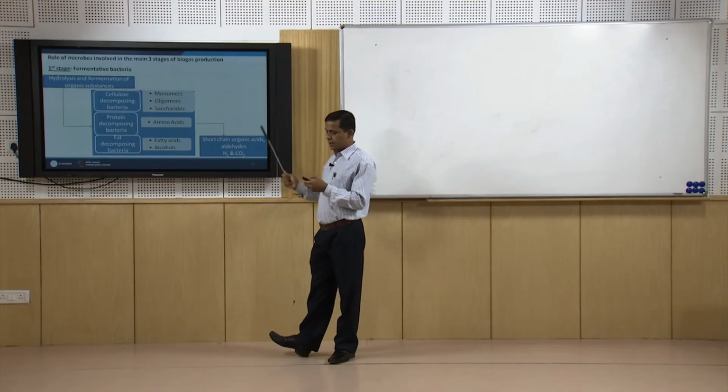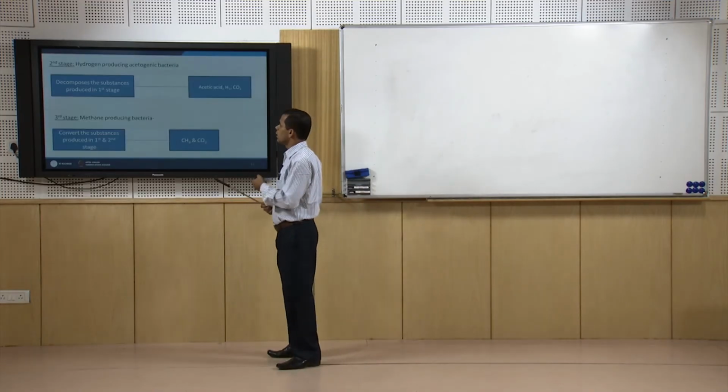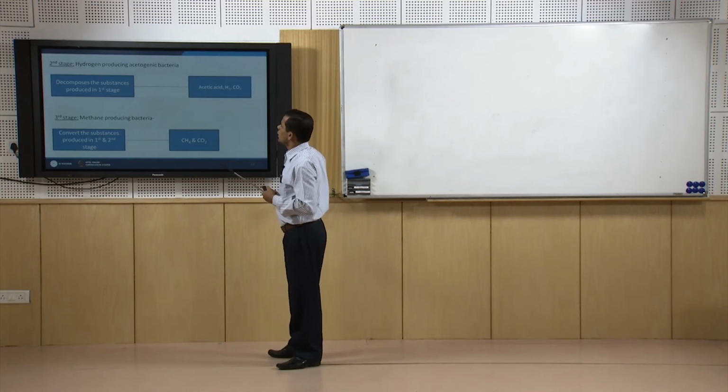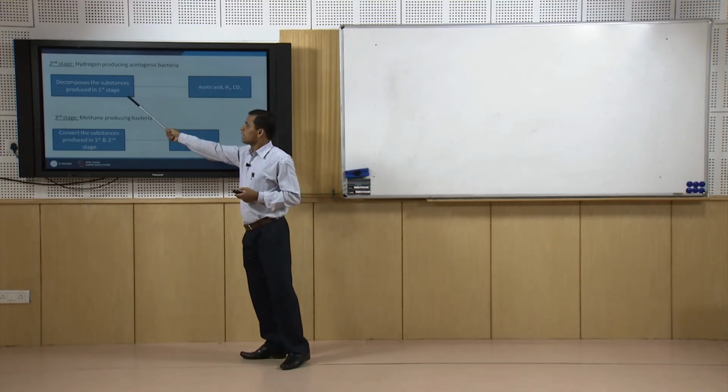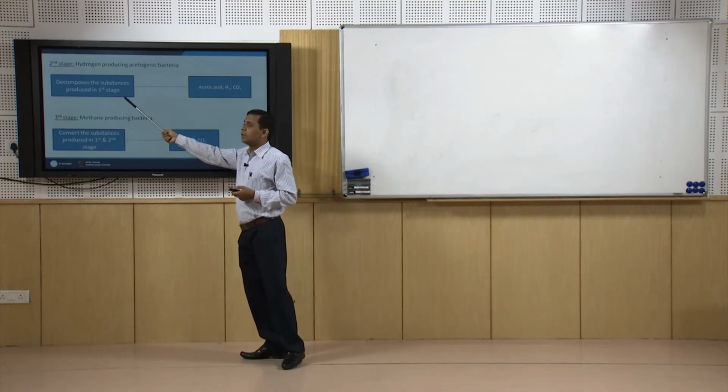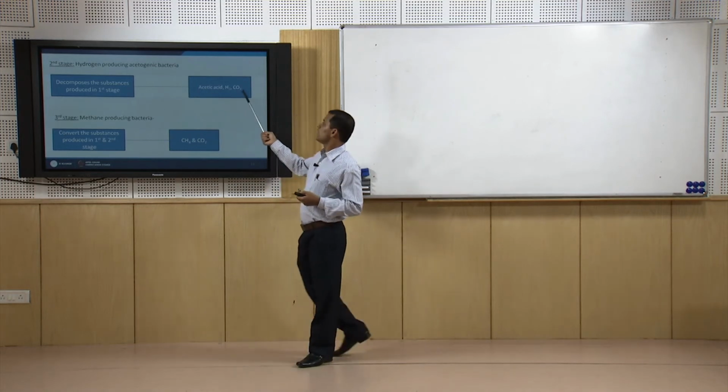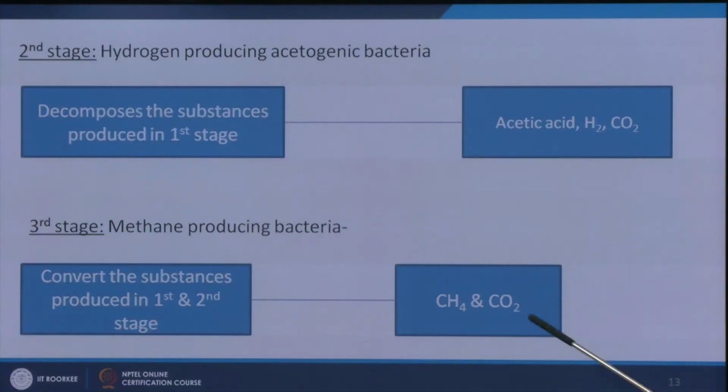So, these are the activities and role of these bacteria, and the second step is acetogenic bacteria. The acids formed in the first step are converted to acetic acid, H2 and CO2, and the third step is methane, which gives CH4 and CO2.